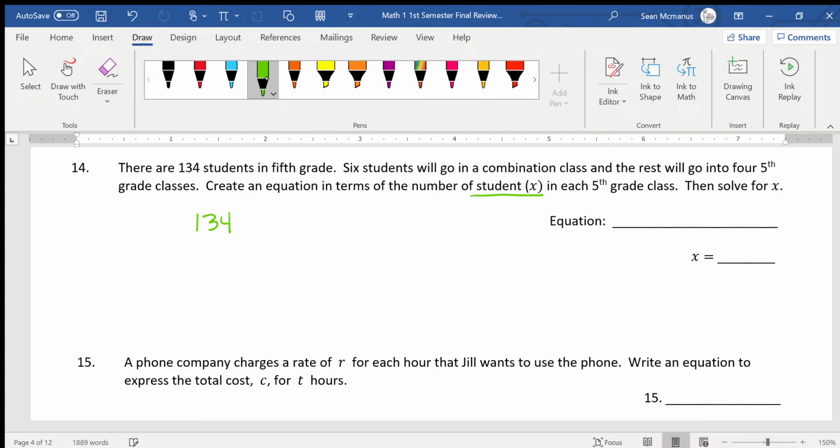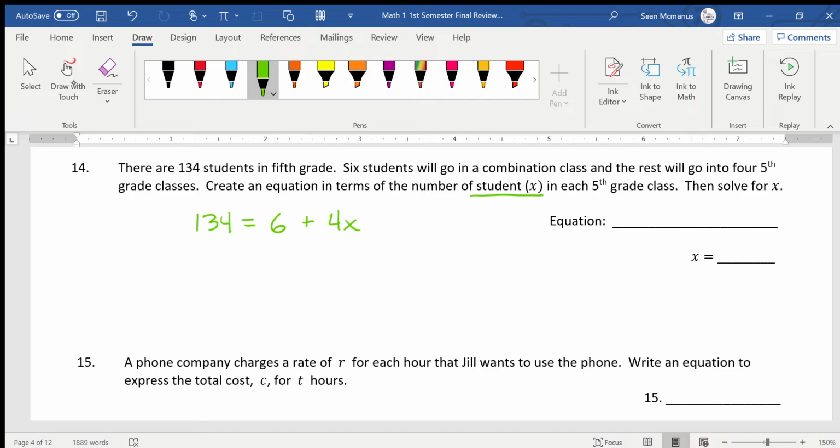134 students. I know that 6 are going to be in a combination class. And I know that the other classes, there's 5, no, there's 4 5th grade classes. It's kind of confusing. So there's 4 classes with some number of students in each one. That makes sense. 134 total students.